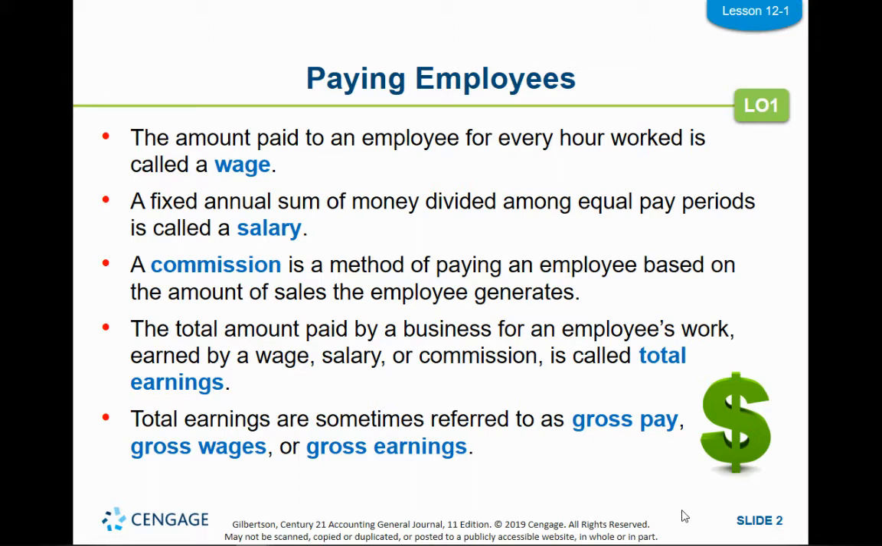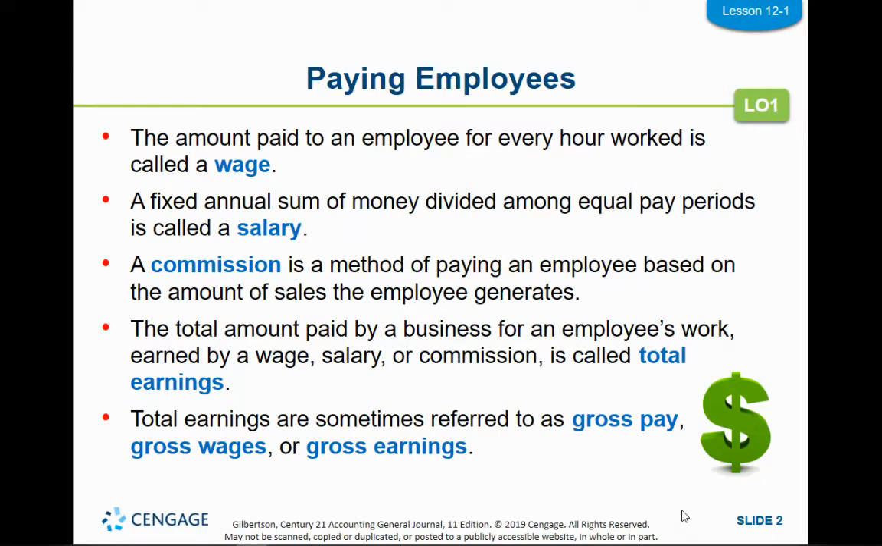A wage is an hourly wage. So, if you work a job and you get paid X amount of dollars an hour, that's considered a wage. If you get a fixed sum of money, no matter how many hours a week you work, that's called a salary. So some people make a certain salary a year, and that is what they make, whether they work 40 hours a week or 80 hours a week. That's what their salary is.